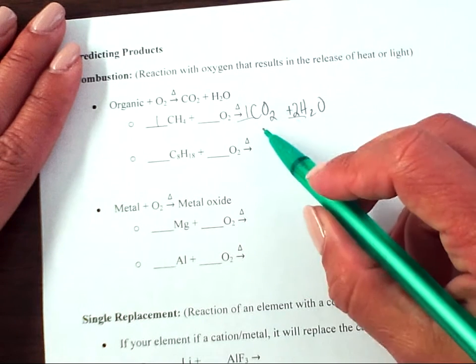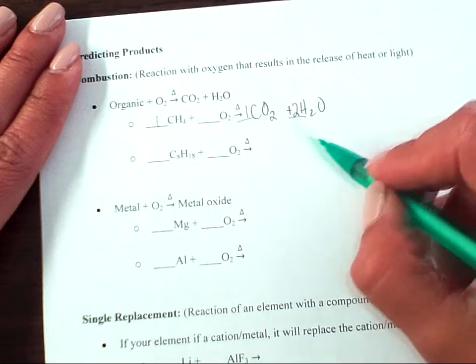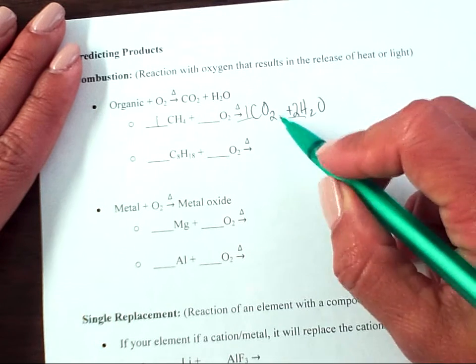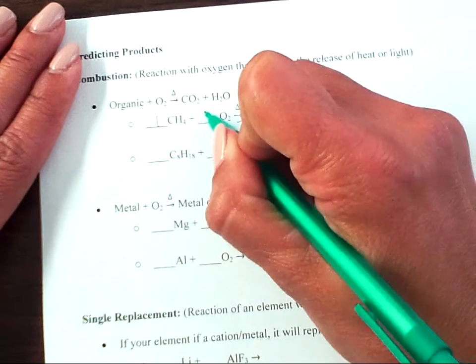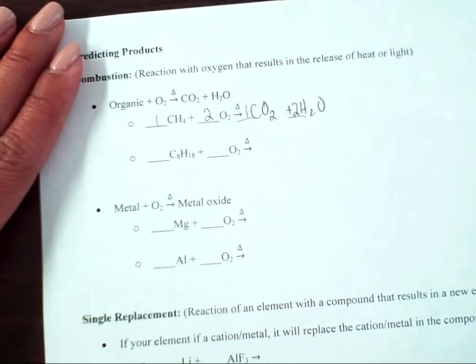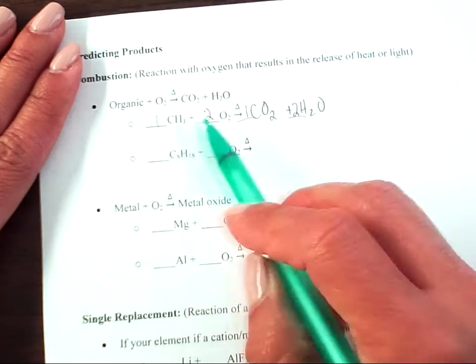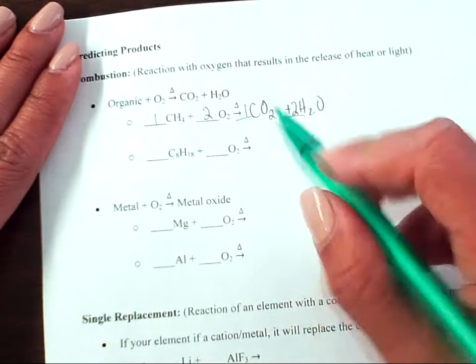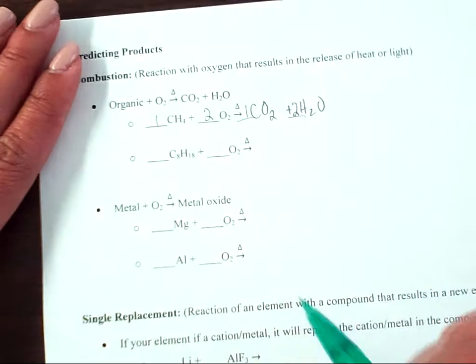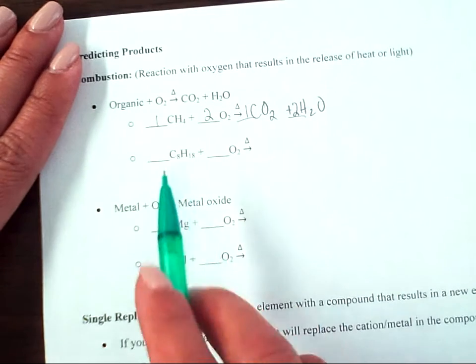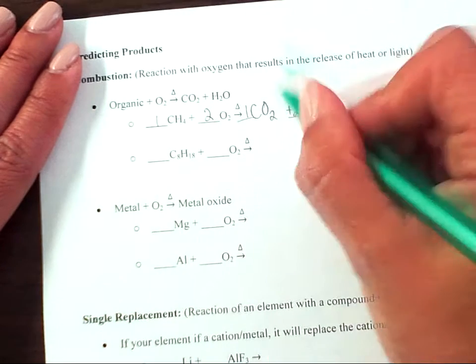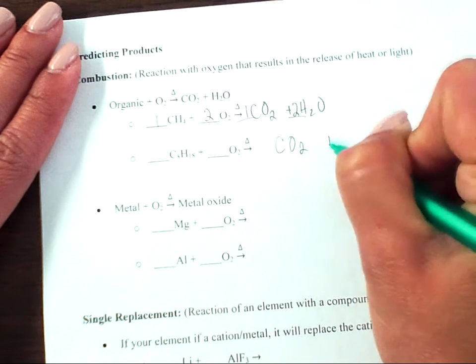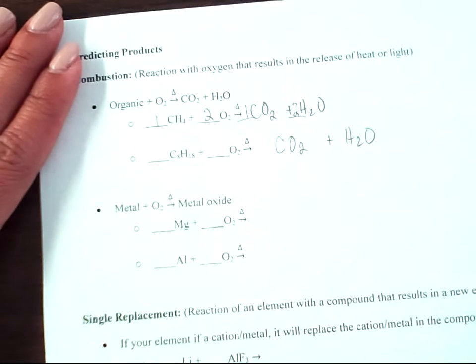Now you would add up the oxygens. You have 2 here and 2 here for a total of 4 on the right. In order for this to equal 4, you can add a 2 in the front. Remember, you can change the coefficients. You cannot change the subscripts. Okay, let's do one more. We have a hydrocarbon with oxygen. Automatically, we know it's carbon dioxide with H2O.